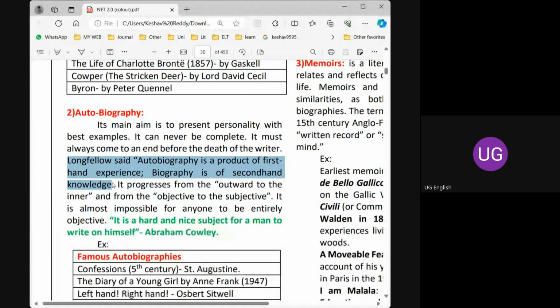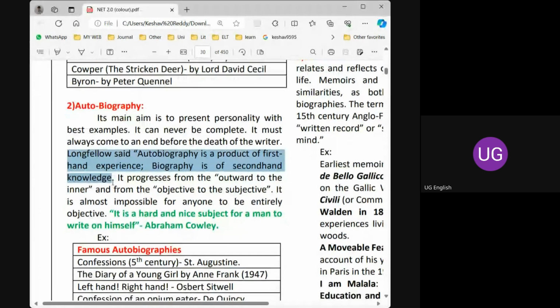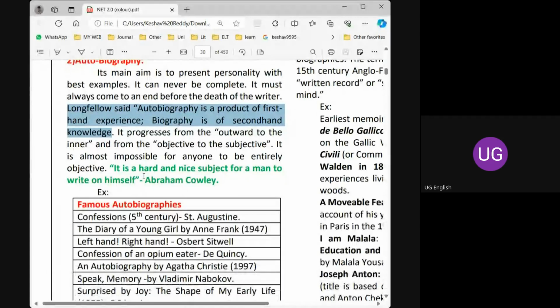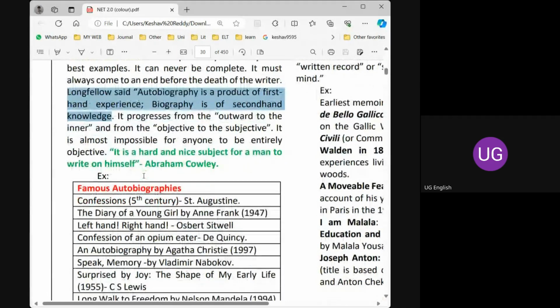That means if the person is involving directly in writing his biography, that becomes autobiography, and that becomes the first-hand experience. If some other person is writing about you, the other person may or may not know about your deeds, actions, or achievements. So that becomes second-hand knowledge. So simple thing.